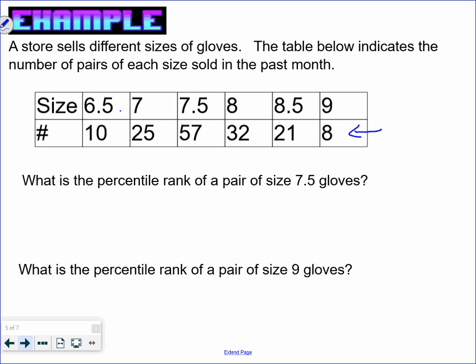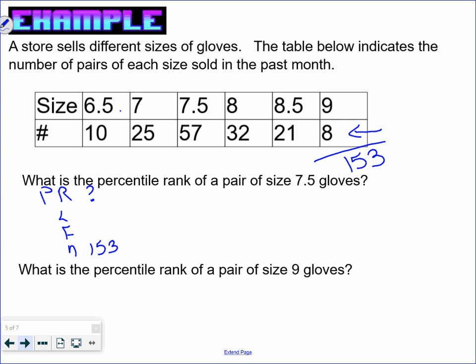So for the first question, what is the percentile rank of a pair of size 7.5 gloves? So again, we're just going to list out what we know. So the percentile rank is what we're looking for. We have L, F, and N. So in order to figure these out, we need to do a couple of calculations. So first of all, we're going to add up how many gloves were sold in total. So we're just, again, focusing on the bottom row. When we add up those 6 numbers, we will get 153. So N is 153.